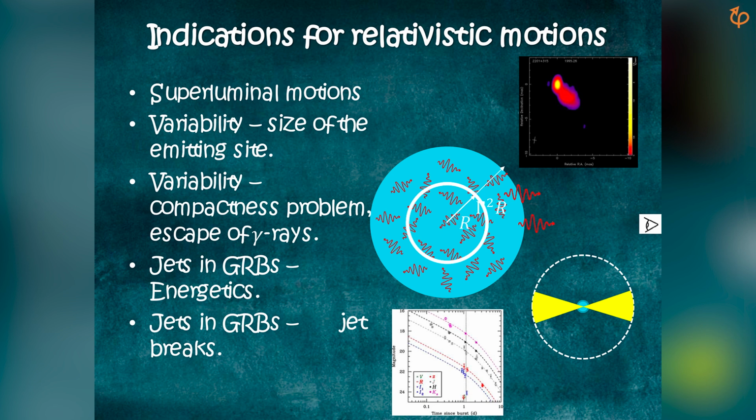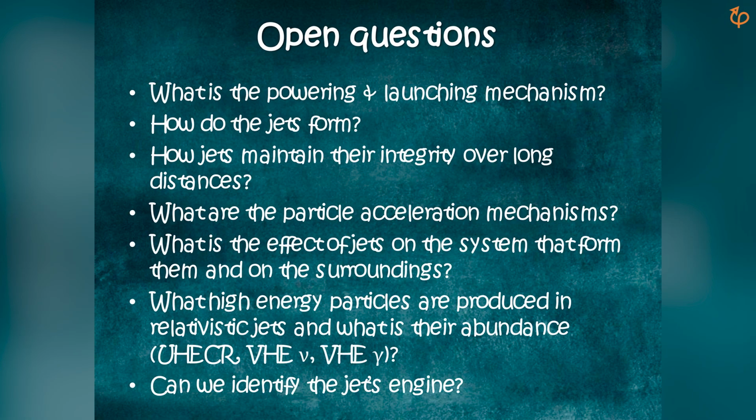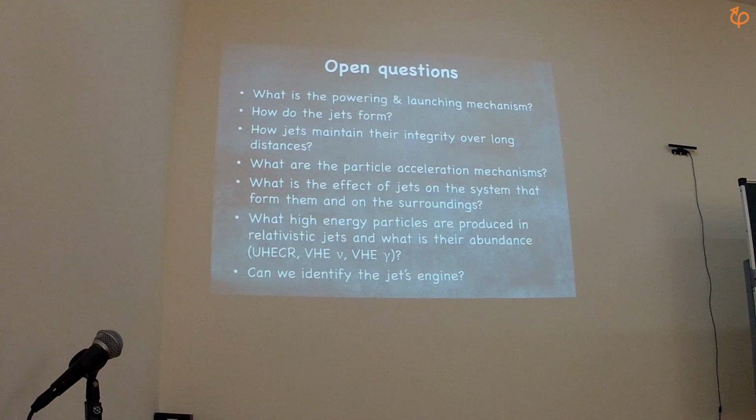And if they are relativistic, I can translate their energy into actual energy that they are taking away from the central object. But there are many open questions regarding relativistic jets that we still don't really know. This is ongoing research that we're doing now. For example, one question is, what is the powering and launching mechanism of the jet? I told you that jets exist, but how are they launched? How can I tap so much energy into such a small volume? How do jets maintain their integrity over long distances?